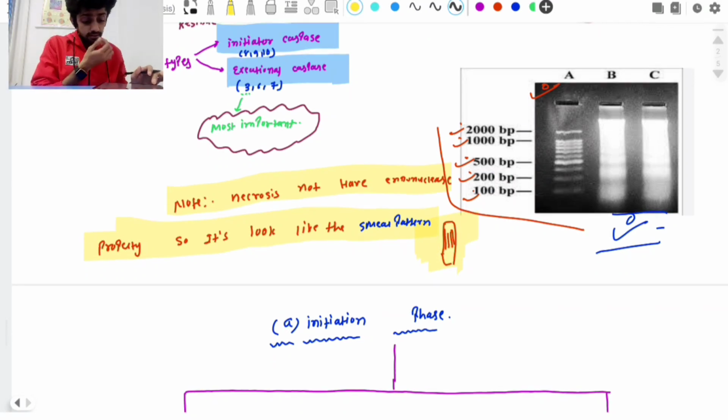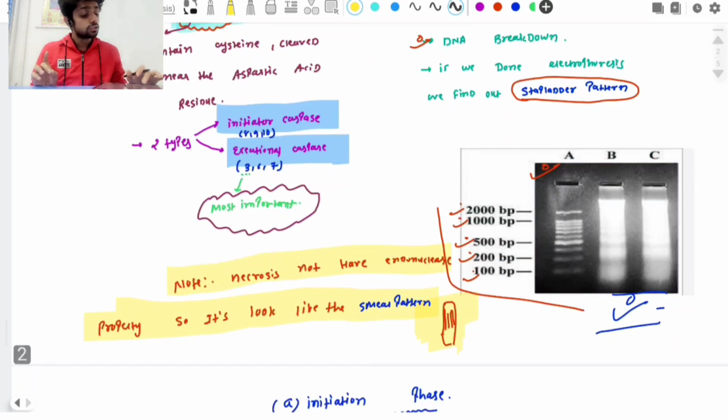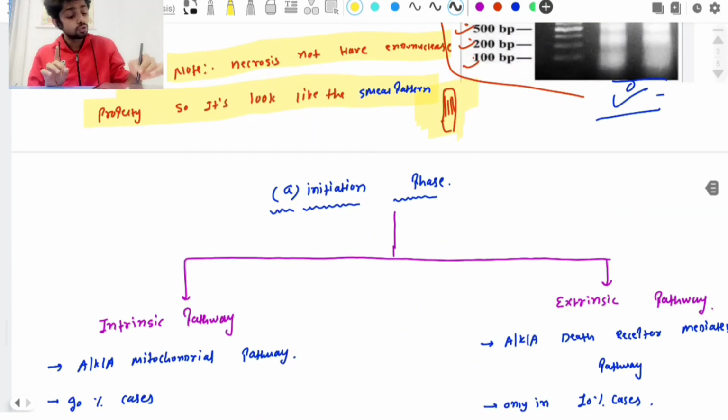Okay guys, is that clear? So I already told you apoptosis mainly occurs in three phases. Number one, the initiation phase; number two, the executional phase; and number three, the removal of the apoptotic body. First of all, we are going to talk about the initiation phase.